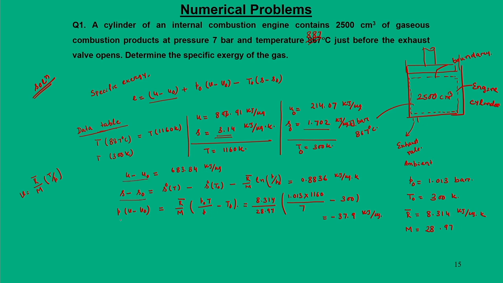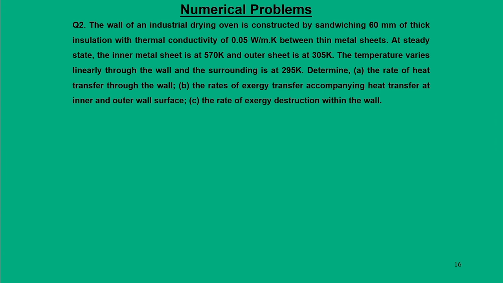Okay. So, once we have this, this and this, then you can find out E is equal to 683.84 minus 37.9 minus T 0, which is 300, into 0.8836. So, you can find out the specific exergy E as 381 kilojoule per kg, which means that the exhaust gas has a substantial amount of exergy, which is 381 kilojoule per kg. In a similar line, we are now going to solve the second problem, which is mainly on an exergy balance for a closed system.